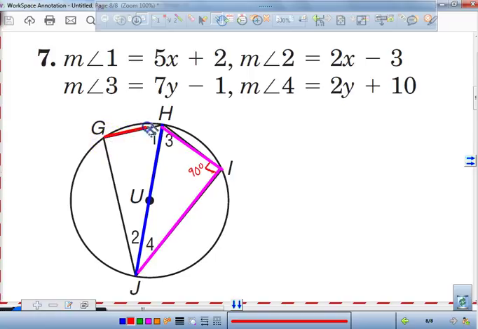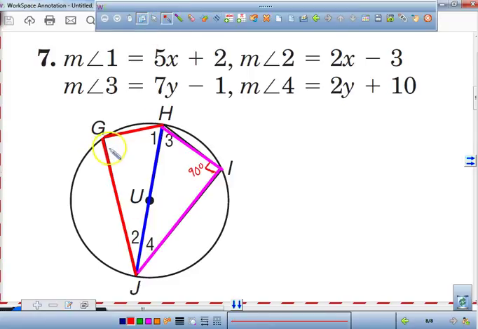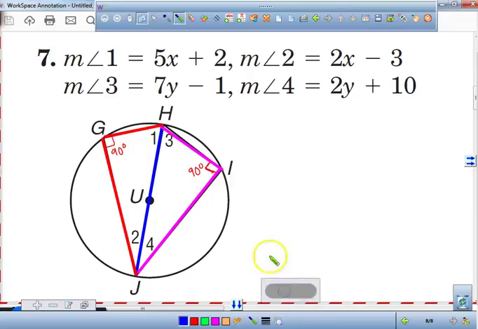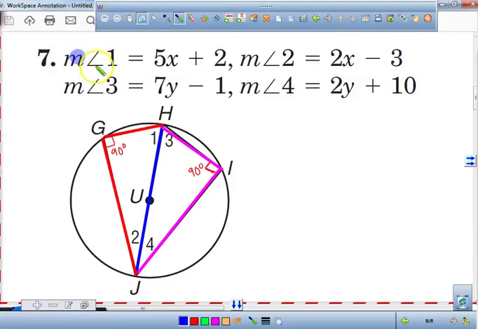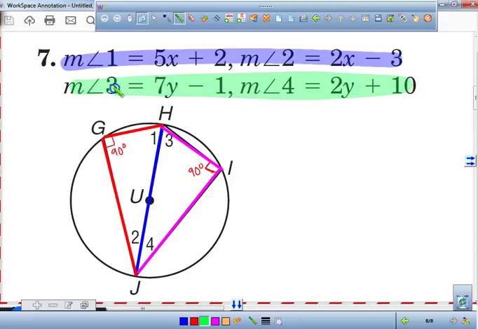And over here, you guys see H to G and G to J? That also makes a what? Another 90 degree angle. I'm going to give you guys a quick little hint of what I want you to do. You guys see angles 1 and 2? Angle 1 and 2. Angle 3 and 4. All right.